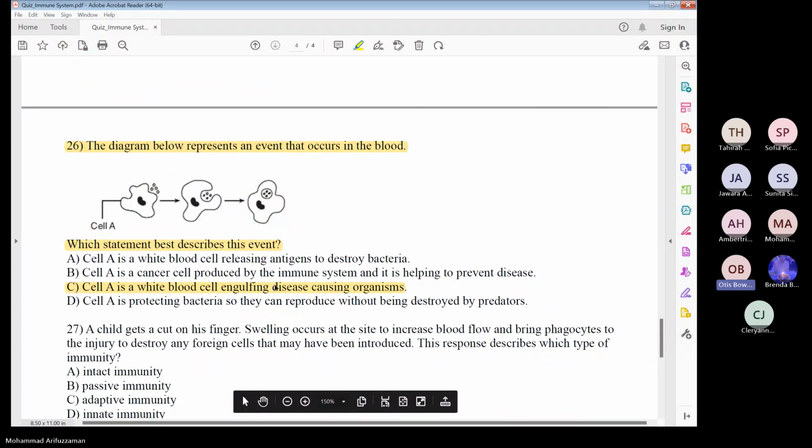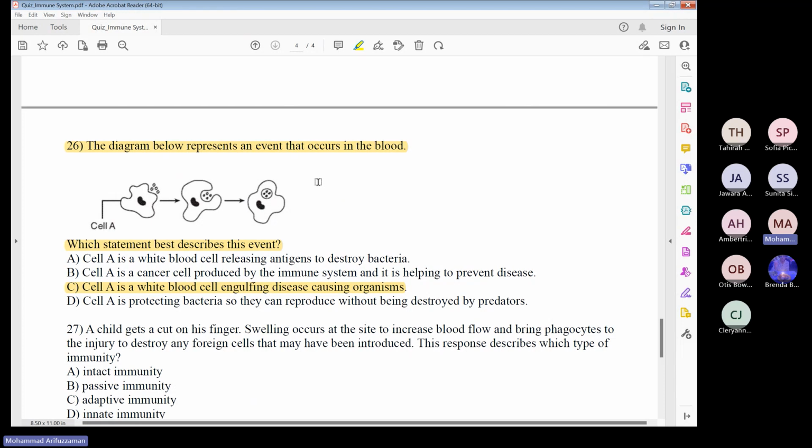So it occurs in the blood. Phagocytosis can happen at any tissue level as well, because macrophages or phagocytic cells are also present at the tissue level. For example, in the lungs we have macrophages, and in the liver we have macrophages. So they continuously engulf and destroy the pathogens.